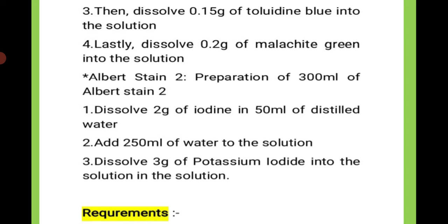Then the preparation of Albert stain 2 or Albert's iodine. Preparation of 30 ml of Albert stain 2. Dissolve 2 gram of iodine in 50 ml of distilled water. Add 250 ml of water to the solution. Then dissolve 3 gram of potassium iodide into the solution and make it Albert stain solution second.